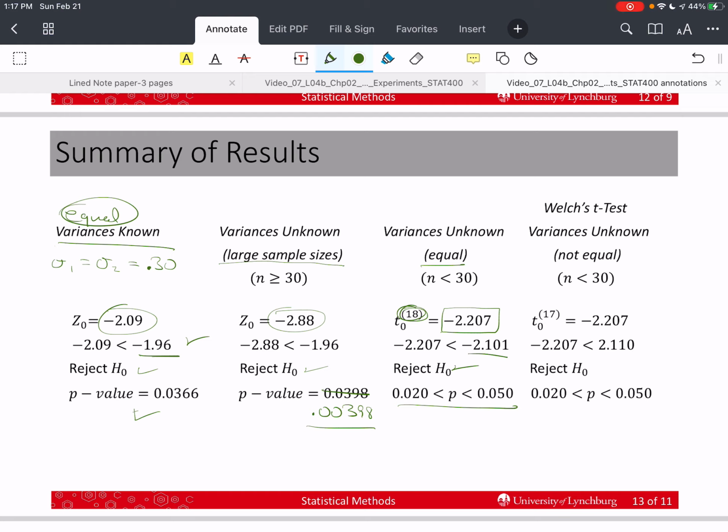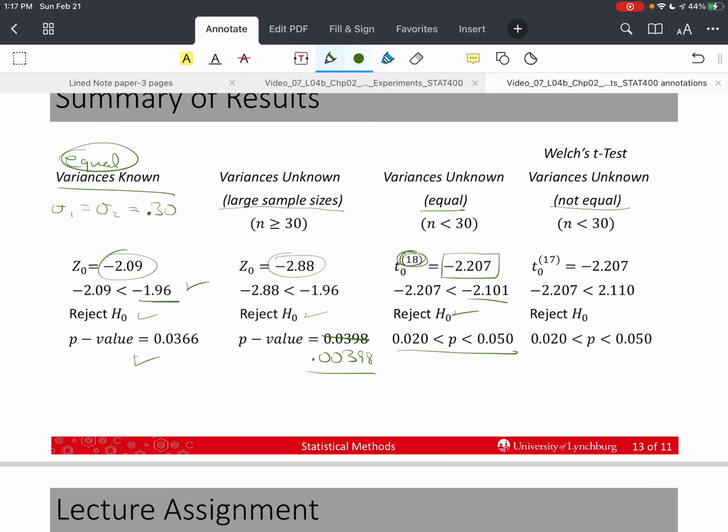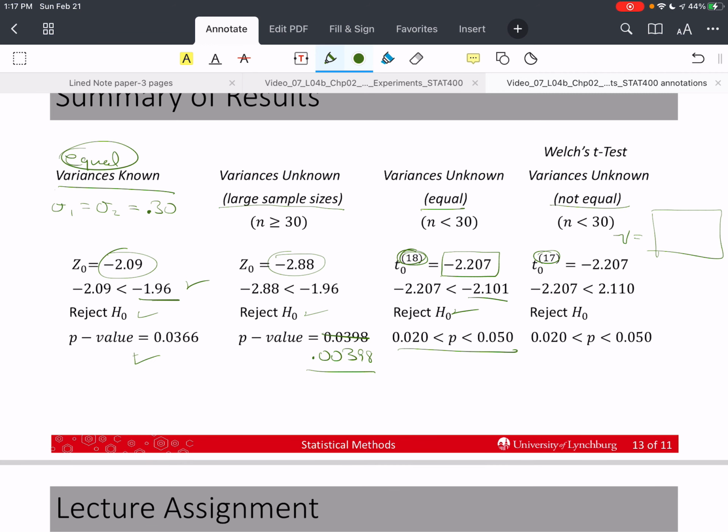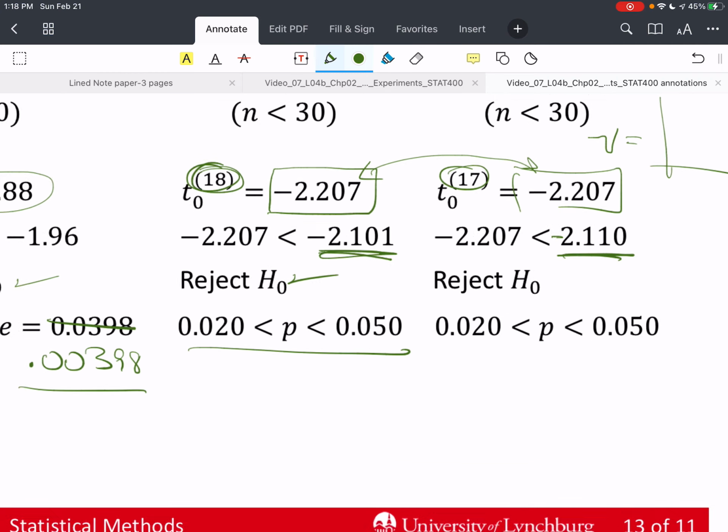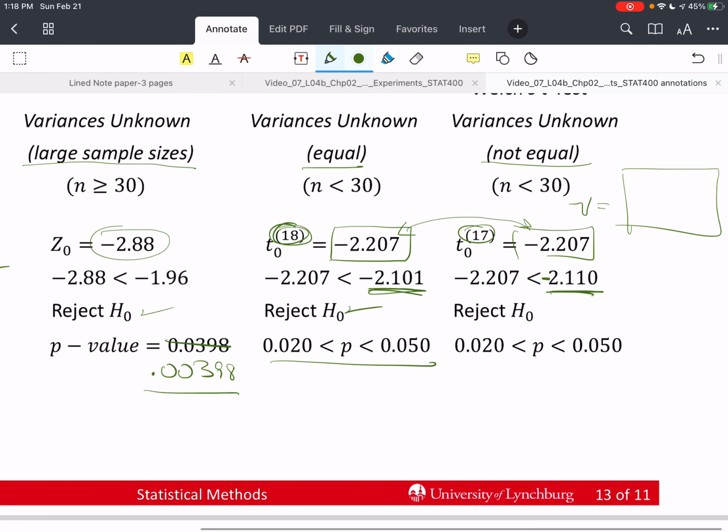When we don't know the variances and we cannot assume that they are equal, we use Welch's t-test, and that is where we have to calculate the degrees of freedom with Satterthwaite's approximation. In that case, we ended up with degrees of freedom very close to 17. Now, because the sample sizes are equal, the test statistics are equal, but the critical values are different. And this is supposed to be a negative 2.100. So typo, sorry about that. And this is still a true statement.